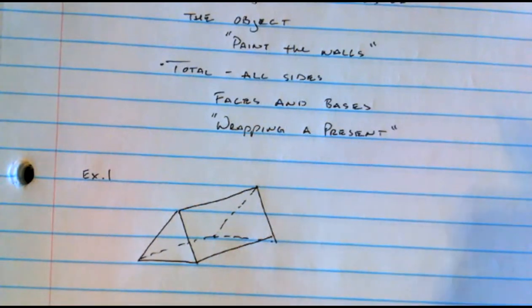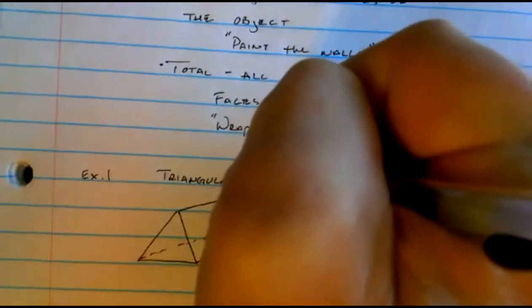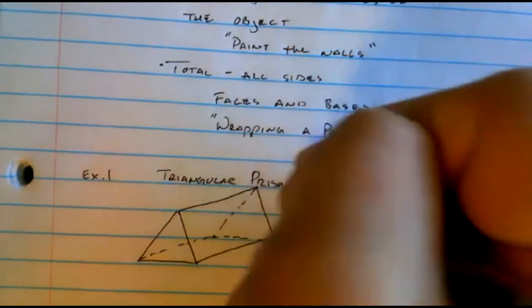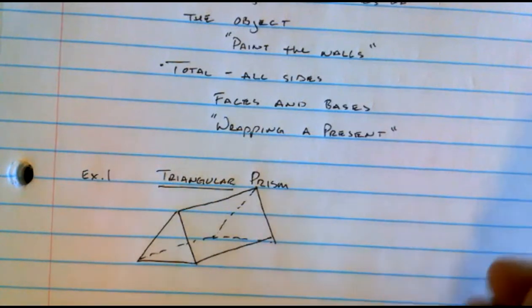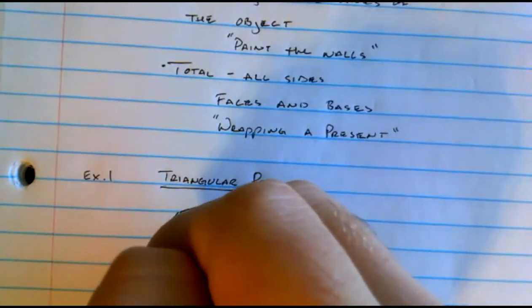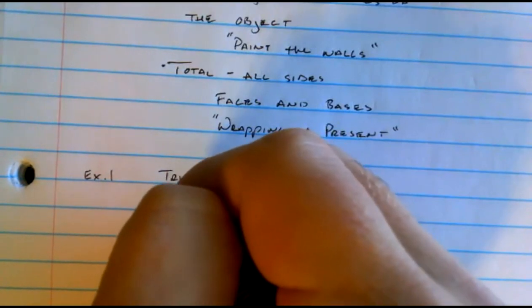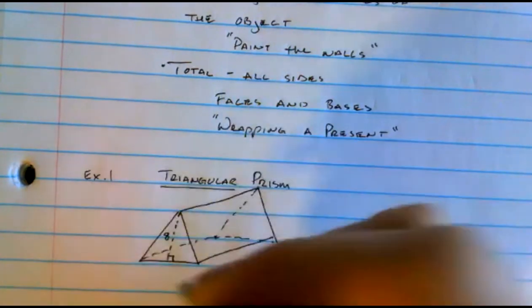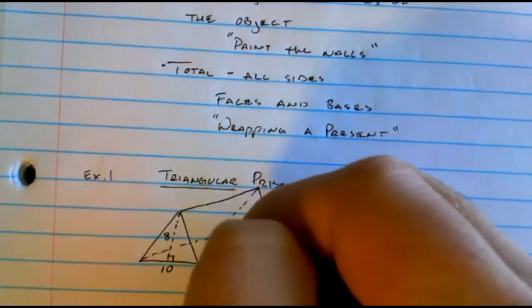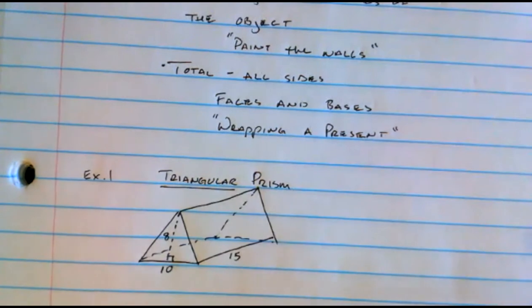Okay. Now, important to remember, if it's a triangular prism, that is telling you the name of the base. That means these triangles are our bases for this object. Okay. So let's give it some dimensions. It's going to need a height for the triangle. Okay. So we'll call that 8, maybe 10, and we'll go 15 here.